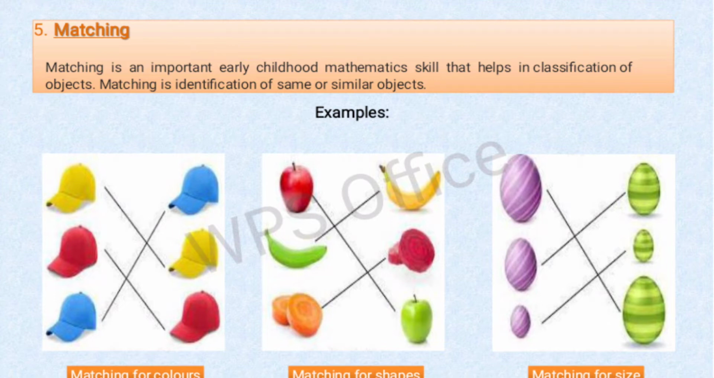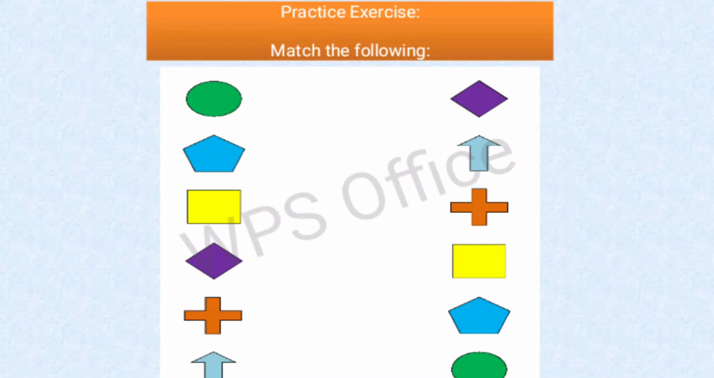Let's look at another example. In example 3, we have matched for the size. The big oval is matched with the big oval, medium with the medium one, and the small oval with the small size oval. Let's have a practice exercise. Can you all match the following? Can you all tell me that figure number 1, that is the green circle, will be matched with which of the figures on the right hand side?